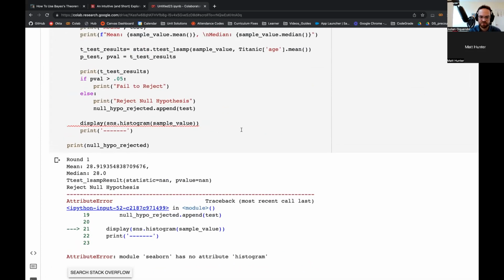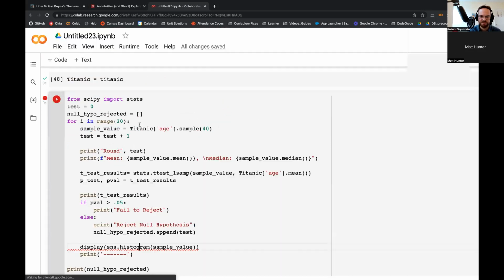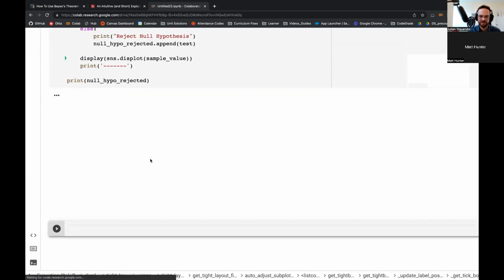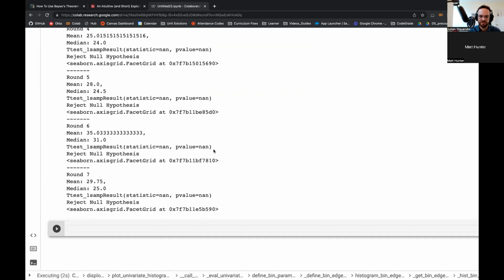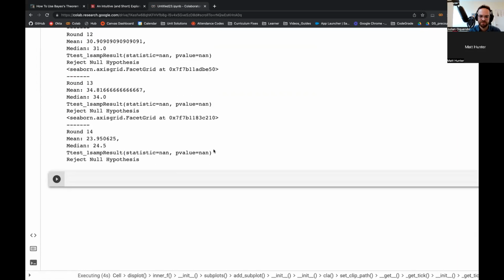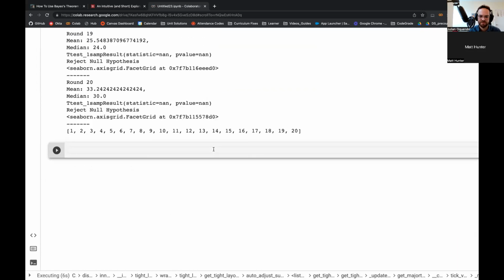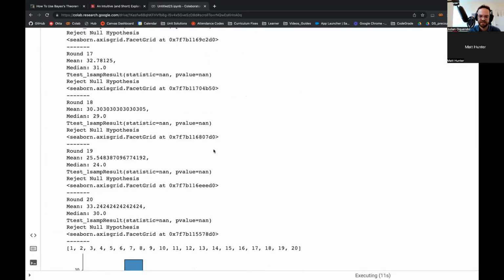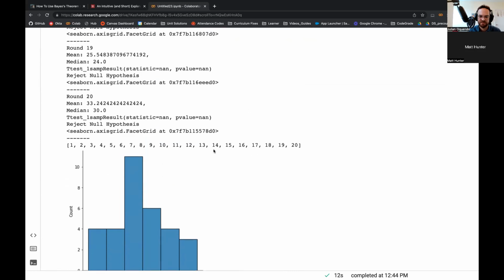Seaborn has no attribute histogram. Nope, you're absolutely right, because it is a displot. I will share the correct code. There we go. Oh, it didn't actually work. Perfect. Cool. All right. So it's working a little bit less effectively than I'd like.